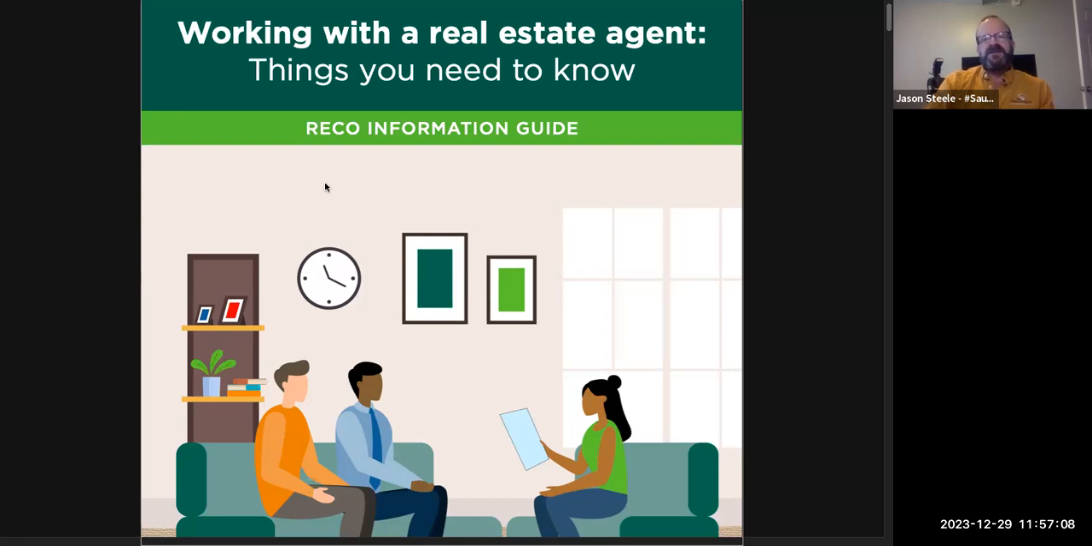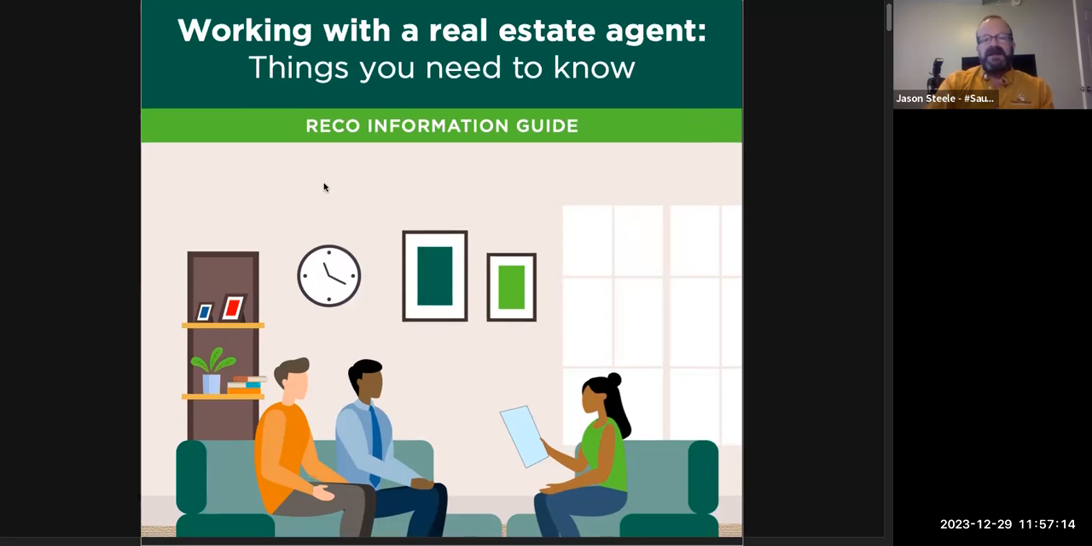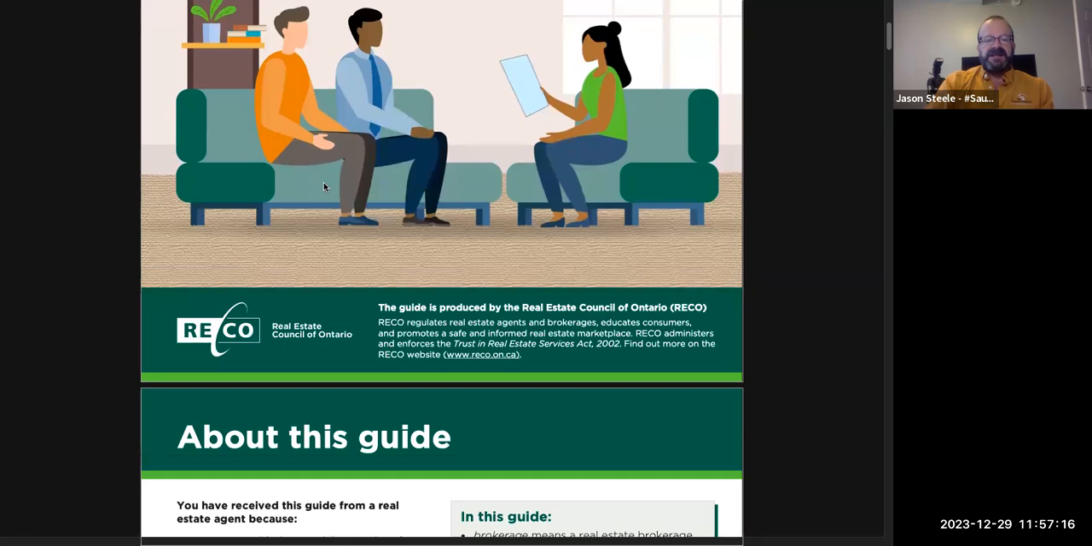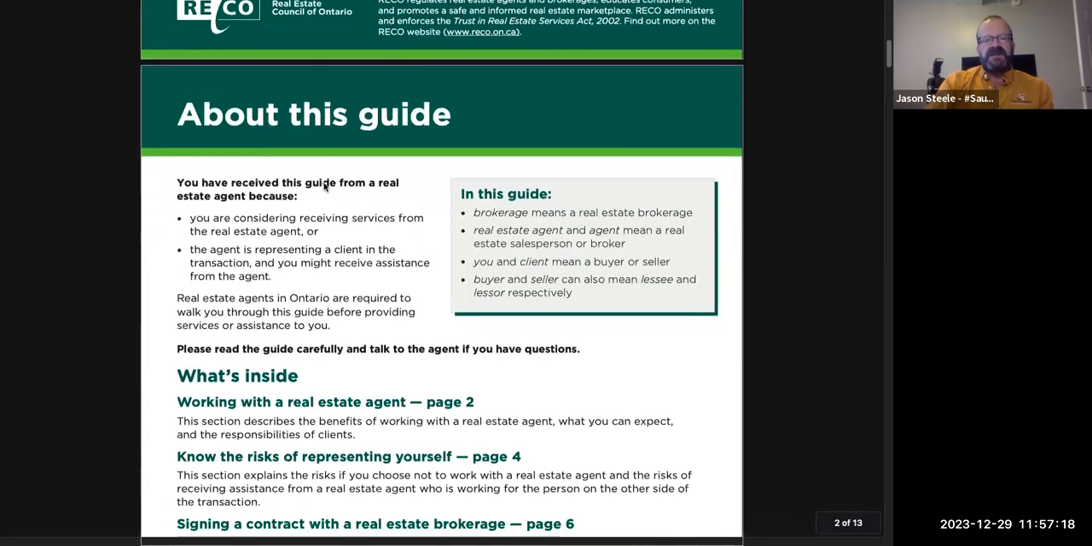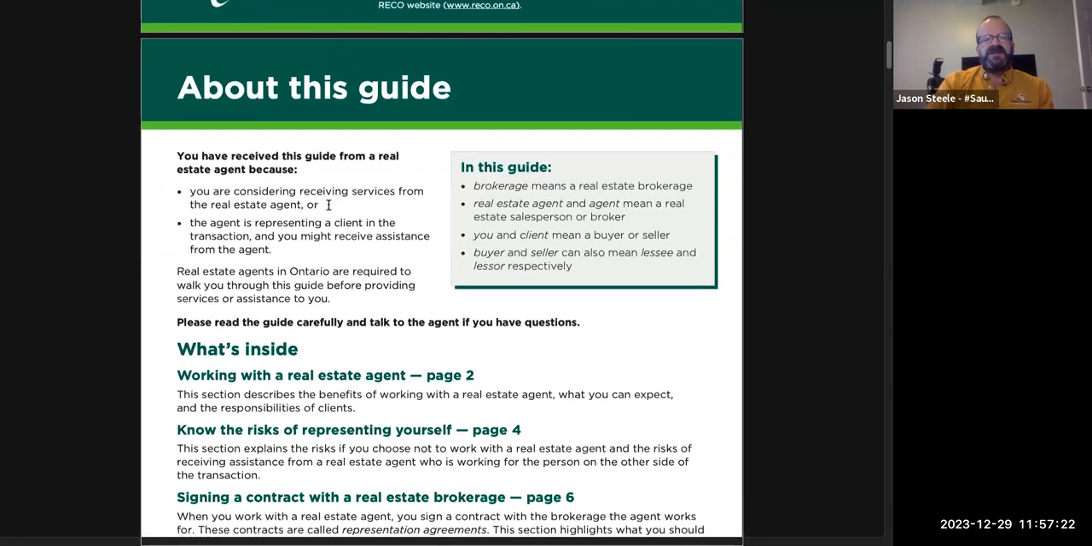So this is the RECO Information Guide. I'll be sending it to you by PDF to have you sign it. And it goes like this. So the second page is about this guide. You've received it from a real estate agent because you're considering receiving services from a realtor, or the agent is representing a client in a transaction where you might receive assistance.